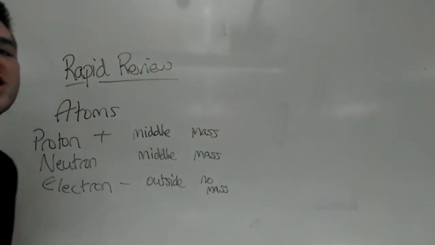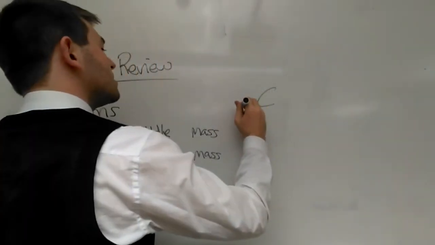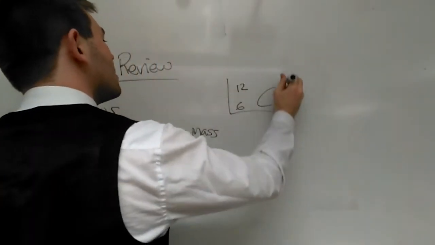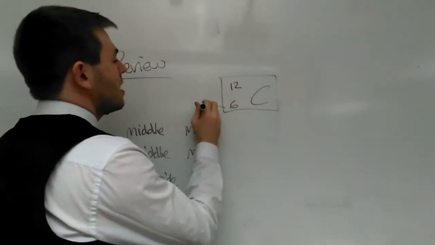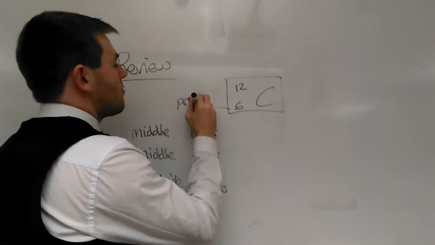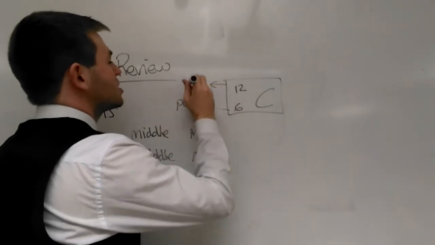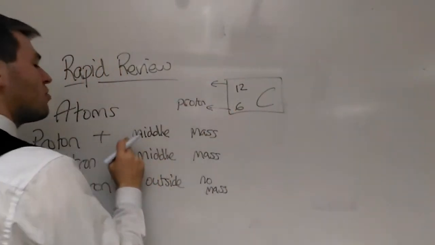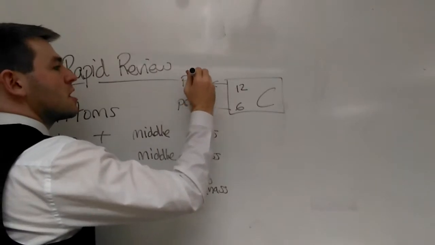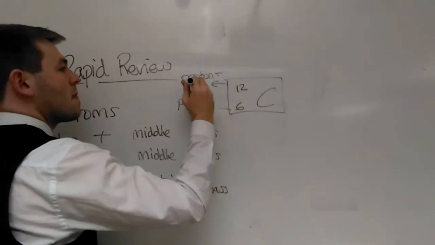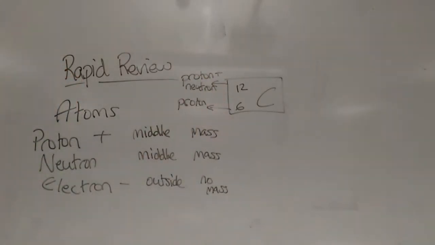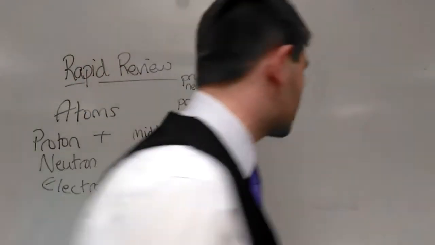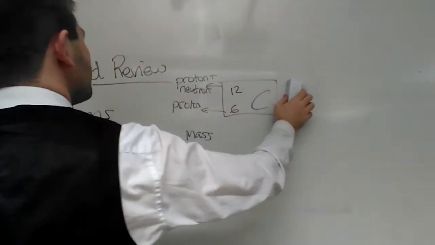We need that information to be able to draw an atom because, let's take carbon, 6, 12. I need to remember that the smallest number is always going to be my proton number, and the other number is the mass number, which is the protons plus the neutrons. Like so. Proton plus neutron. Very good, so we can move on.